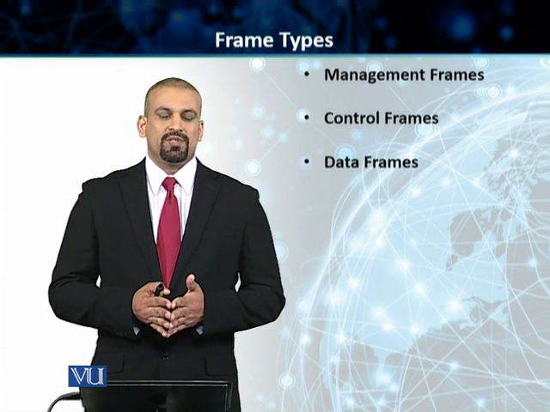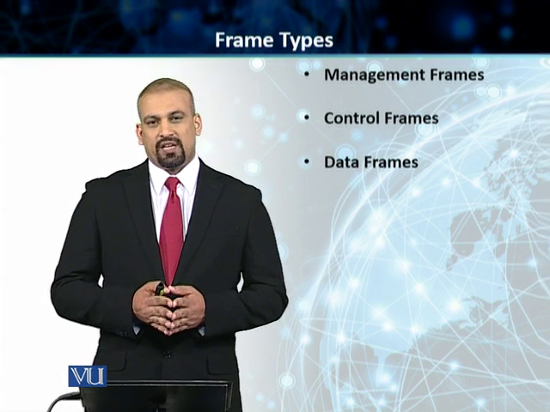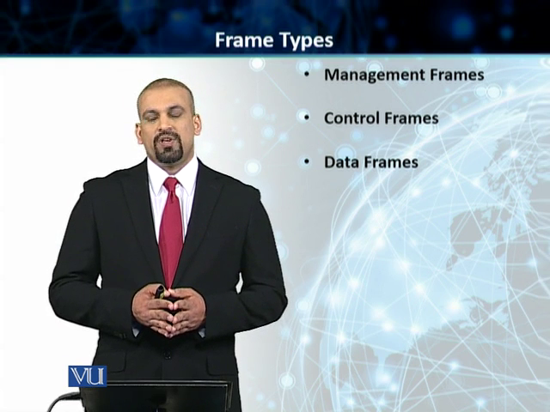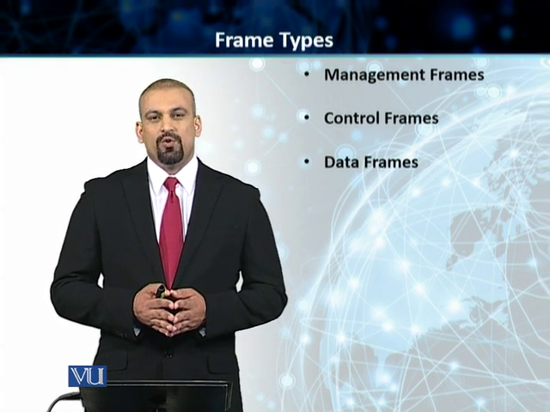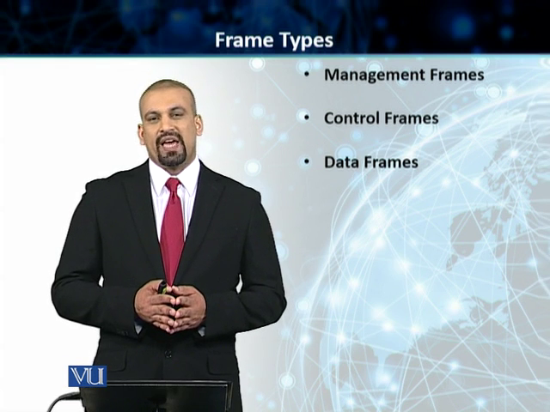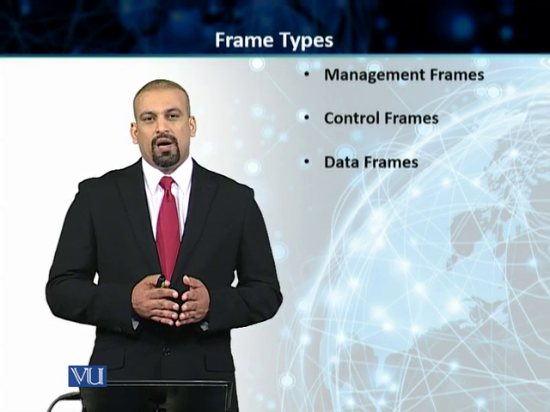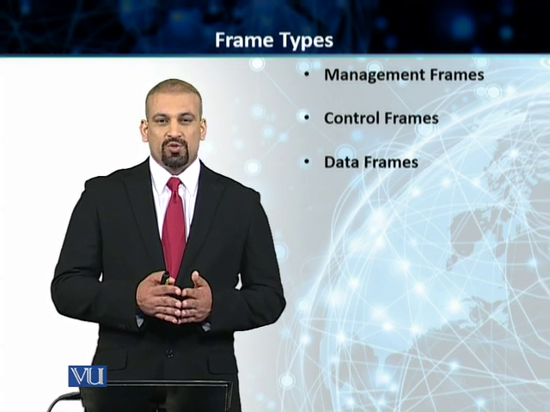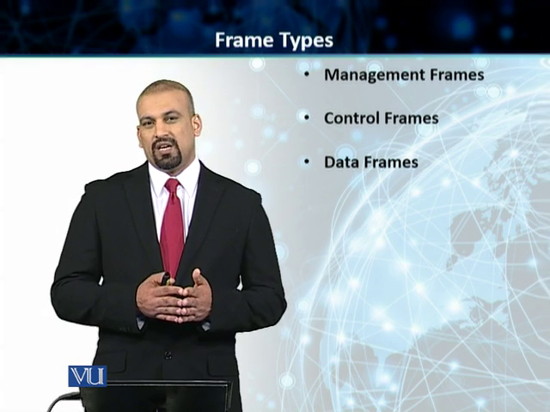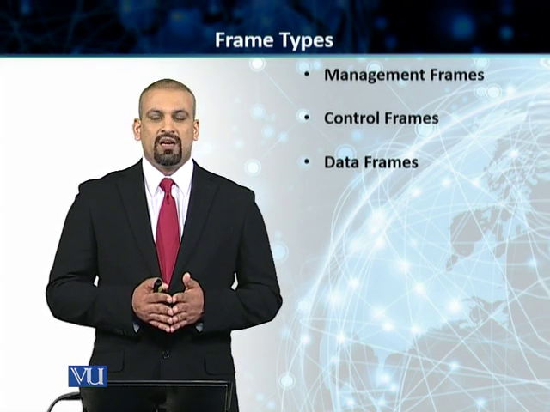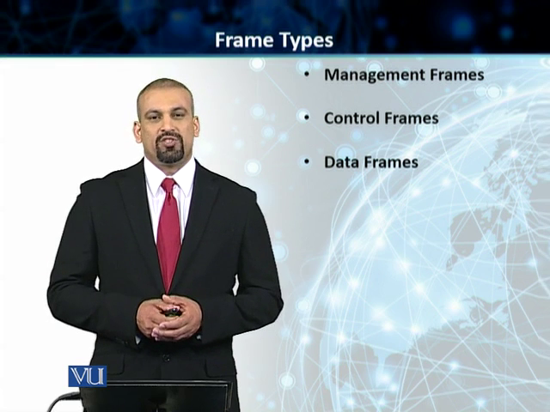The first type of frames is called the management frames. The second type is the control frame, and the third type is the data frame. Students, the management frames are used for initial communication between the access points. Your control frames are used for the initial request to send, for example, or clear to send, and your acknowledgements and stuff. And then the data frames carry the actual data and some of the control information as well.